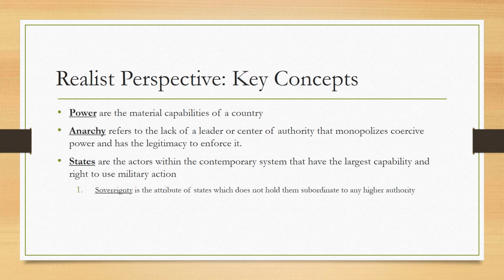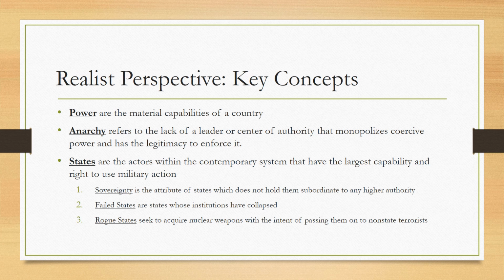Two types of states that can be potentially dangerous are failed states and rogue states. A failed state is one whose institutions have collapsed. A rogue state is a state that seeks to acquire nuclear weapons with the intent of passing them to non-state terrorists.